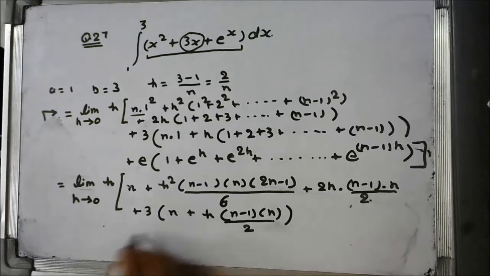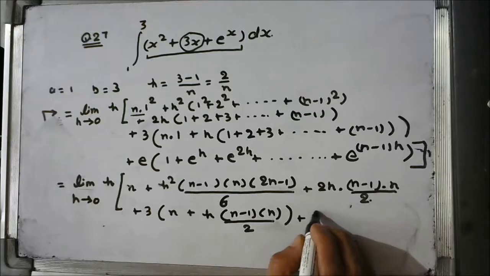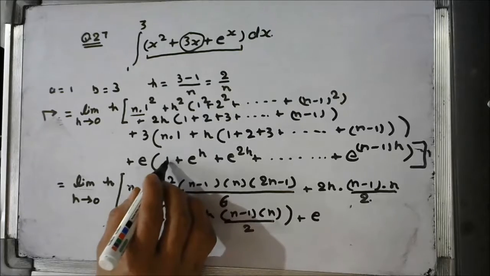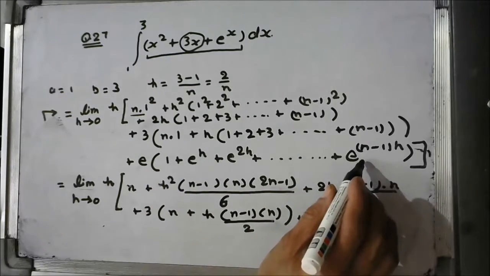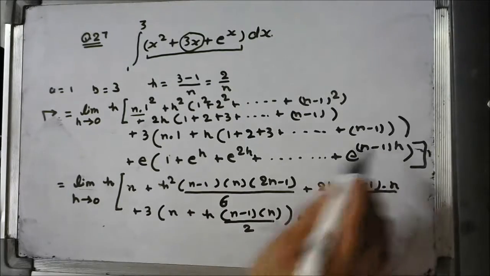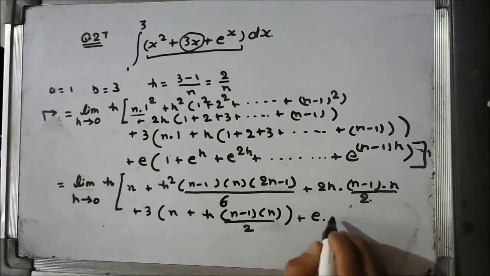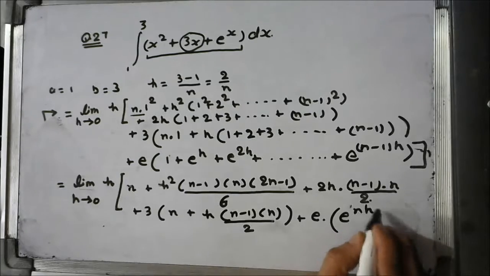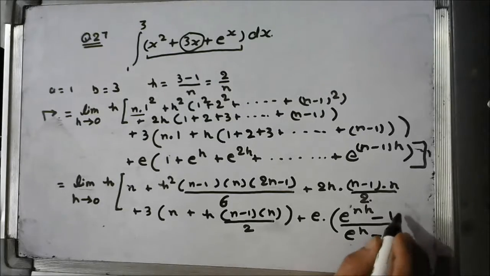Then the last term. Now this is a geometric progression having first term 1, common ratio e raised to the power h, and there will be a total of n terms in the expression, counting from 0 to n minus 1. So its sum will be e raised to the power nh minus 1 divided by e raised to the power h minus 1.